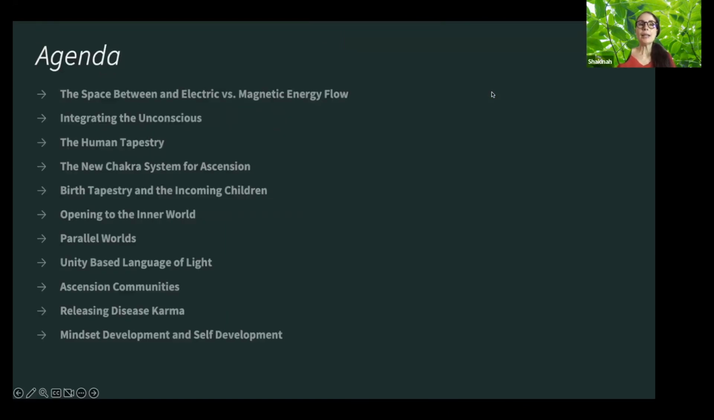The agenda today will be the space between an electric versus magnetic energy flow, integrating the unconscious, the human tapestry, the new chakra system for ascension, birth tapestry and the incoming children, opening to the inner world, parallel worlds, unity-based language of light, ascension communities, releasing disease karma, and mindset development and self-development.